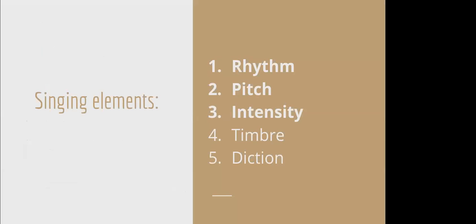We have notes on a staff of 5 lines and 4 spaces, and those notes tell us about 2 things: pitch and duration. We'll talk about that more in a moment. But first, the main things we're talking about today are the top 3 basic elements of music: 1, rhythm; 2, pitch; 3, intensity, meaning volume. And then there are 2 others, timbre and diction. We're not going to be able to touch on those this evening because there are just too many other things to go through.